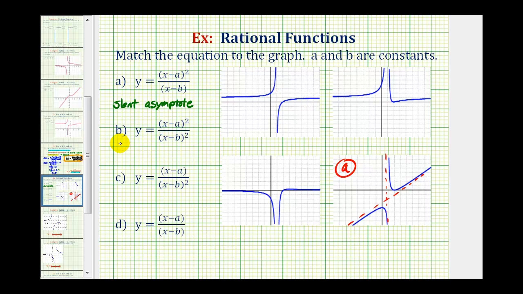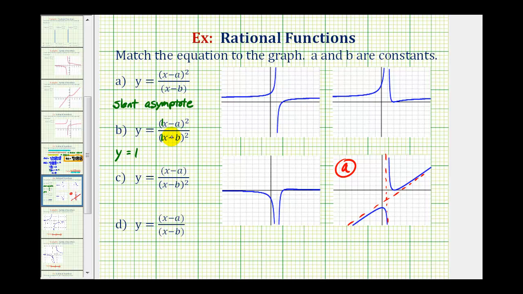Now let's take a look at equation B. Notice the degree of the numerator is degree 2, and so is the degree of the denominator. When the numerator and denominator have the same degree, the horizontal asymptote is the ratio of the leading coefficients. So this has leading coefficient of 1, and so does this. So this function has a horizontal asymptote of y equals 1. It also has a vertical asymptote at x equals b.